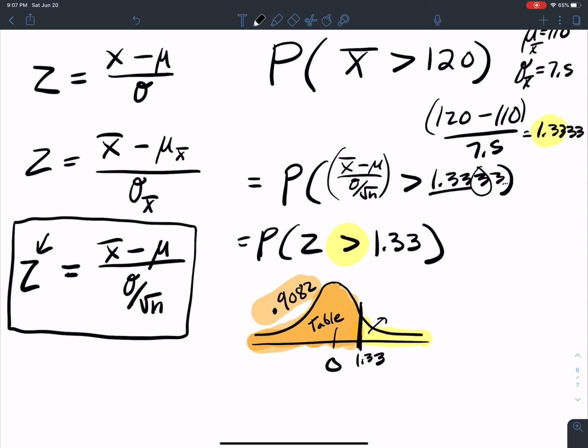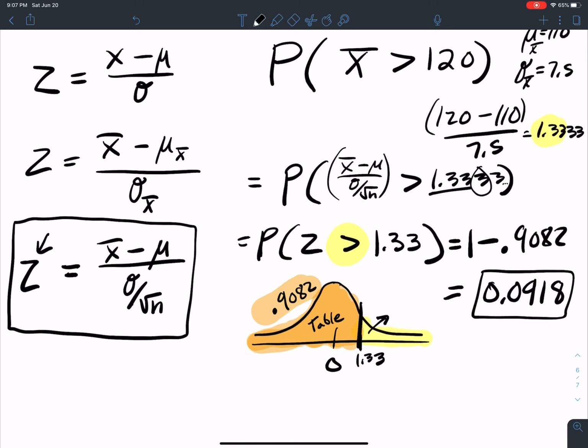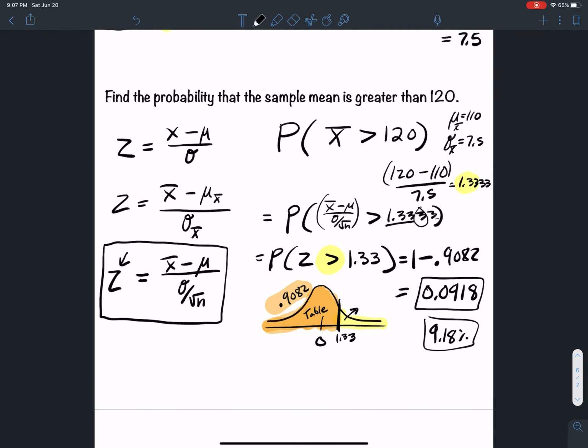Now, how do we get the area to the right? We do 1 minus 0.9082. And what do I get? I get 0.0918. So the probability that the mean of the sample means is greater than 120 is about 9%, 9.18% to be exact. Very, very powerful right there.